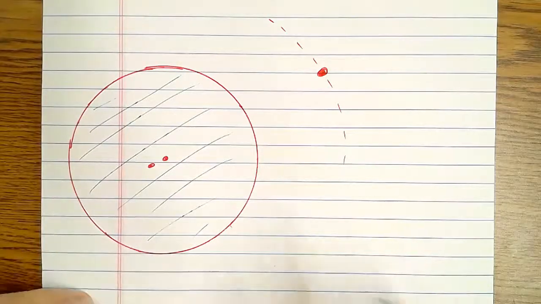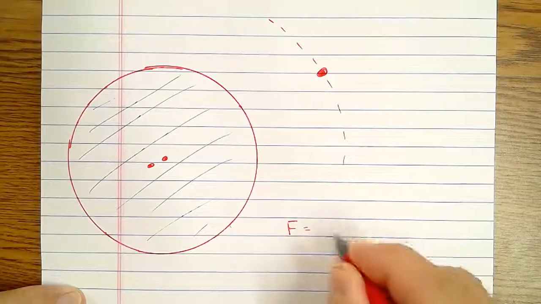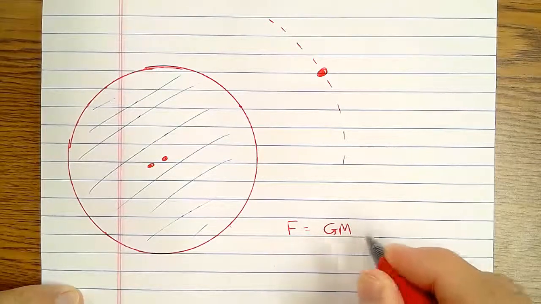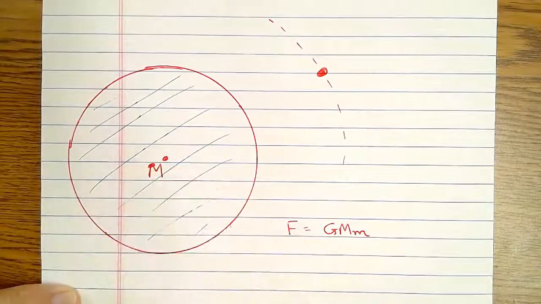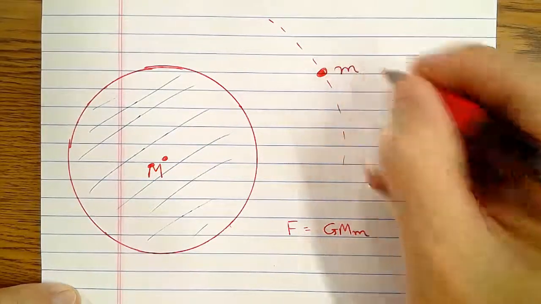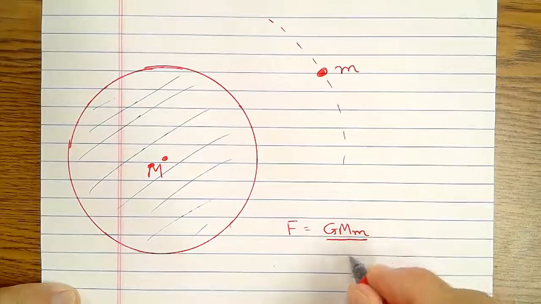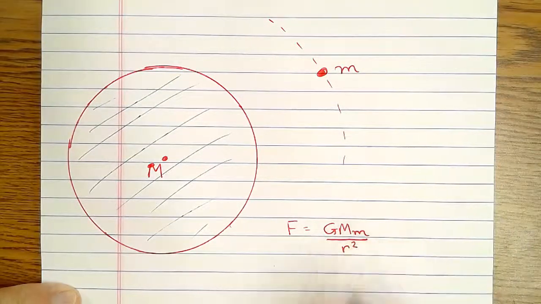In order to do that, we've got to take F equals G, the mass of the Earth, the mass of the satellite. So I'm going to call this the mass of the Earth, it's big M, and this is the satellite, the mass of the little guy. And we've got to divide it by the distance between their centers squared.